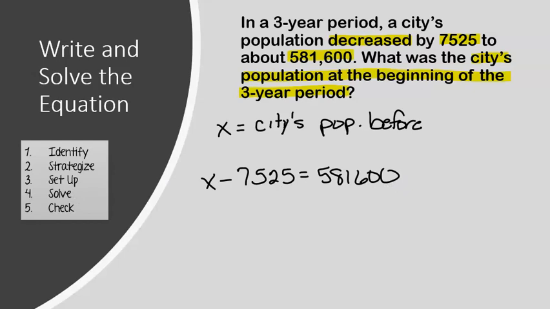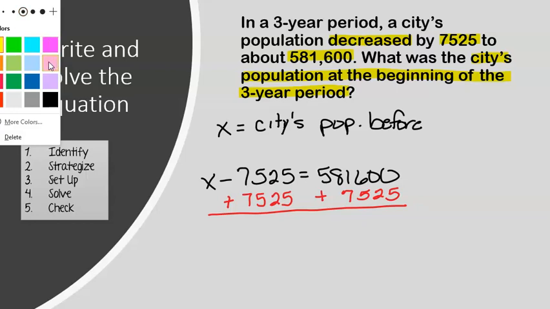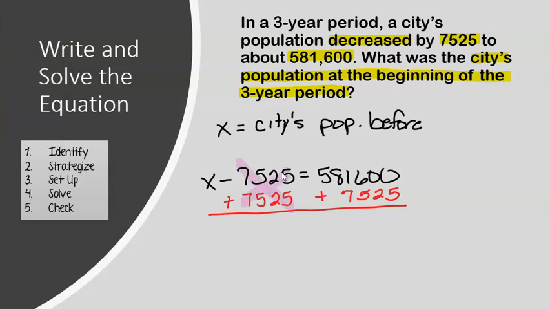Now solve. Well, if I look at this, this is just a one-step equation. So I am going to use inverse operation, and what I see is subtraction. So inverse operation would be addition. So I'm going to add 7,525, and I'm going to do this on both sides. Again, these cancel out. We like to be able to see that. Those are gone, which leaves me with my x on the left, by itself. That's exactly what I want.